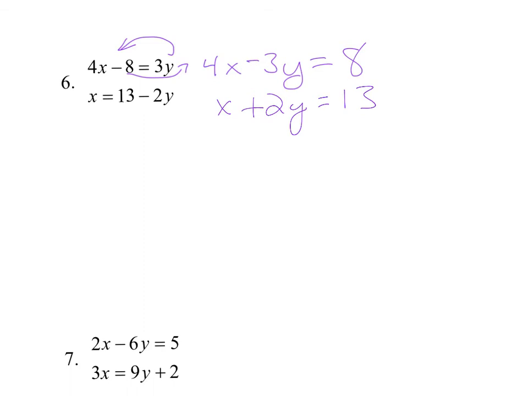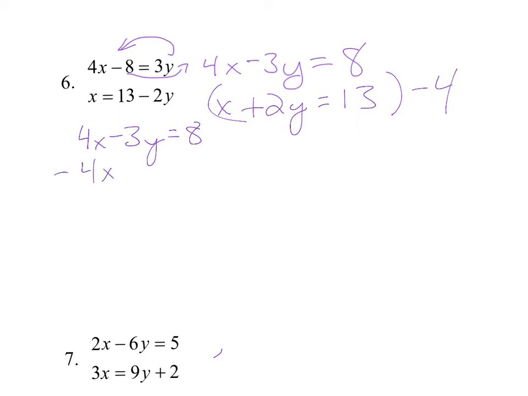I could multiply top by 2 and bottom by 3 and get rid of the y. Or I could multiply the bottom by negative 4. Well, I like that better. I only have to do one set of multiplication. So I'm going to have 4x minus 3y equals 8. And then I'm going to take this one and multiply by negative 4. Now, that's going to make me a nasty constant at the end, but that's all right.